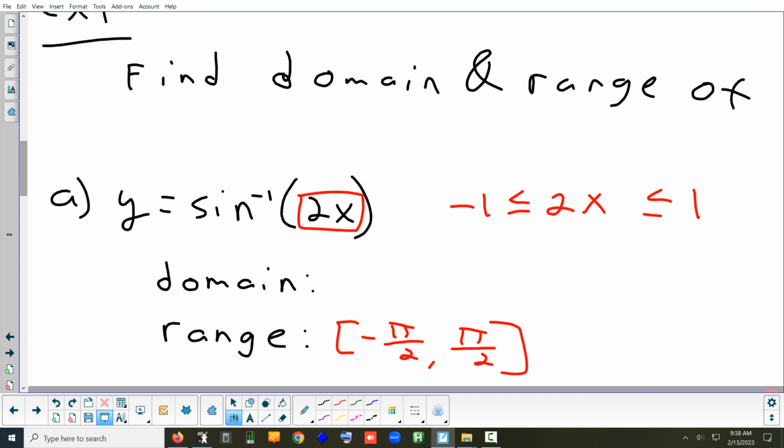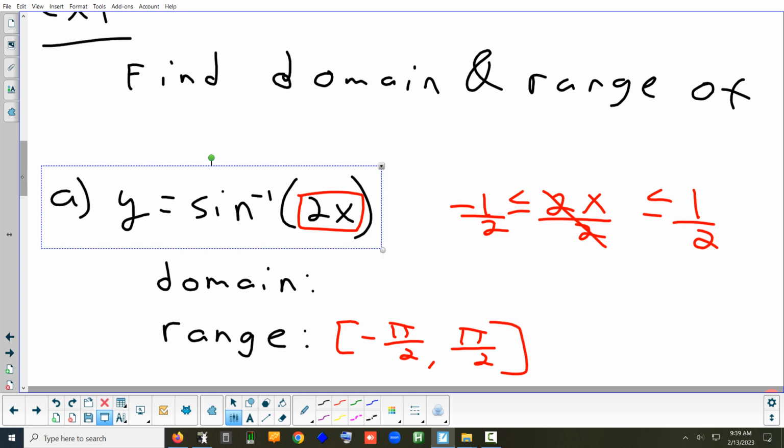How would we get rid of the 2? Divide by 2 on everything. And look what happened to the domain. Instead of being negative 1 to 1, now it's negative a half to a half. This 2 caused it to compress, which is exactly what should happen. The bigger you make this number, the more it shrinks. And the domain shrunk by a factor of 2. So if they ask you for your answer as an inequality, you could write it just like that.